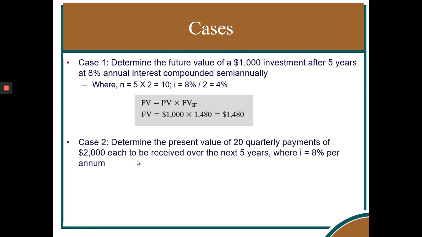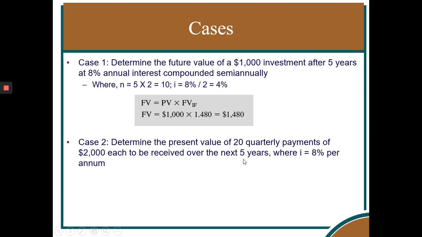Case 2: determine the present value of 20 quarterly payments of 2000 each to be received over the next 5 years, where I equals 8% per annum. So they said 20 quarterly payments of 2000 each, for the next 5 years. Since it's quarterly, in a year it's 4 times, so 4 times 5 equals 20.